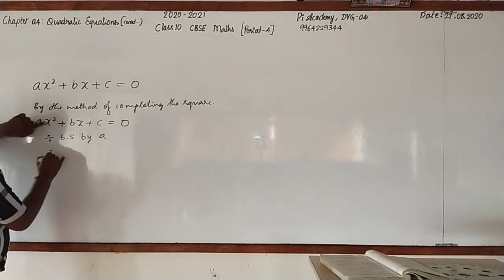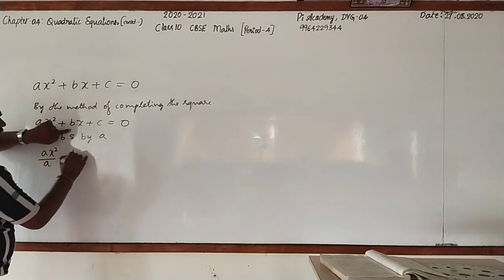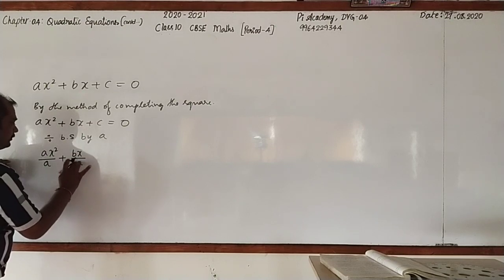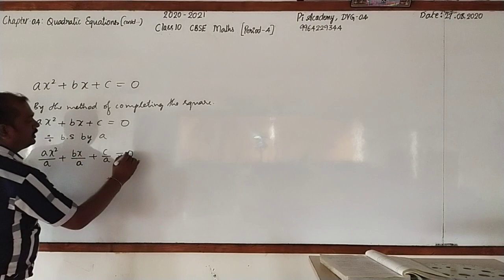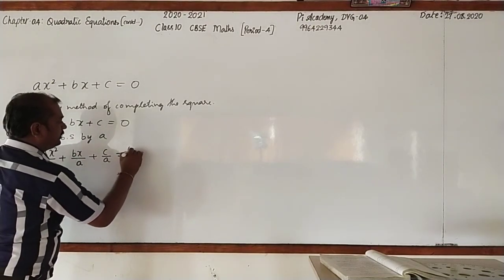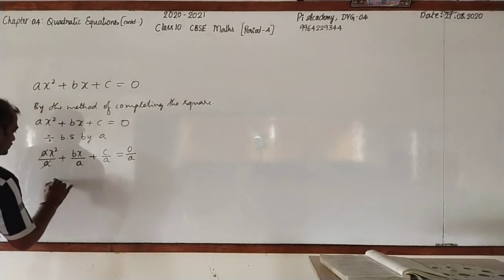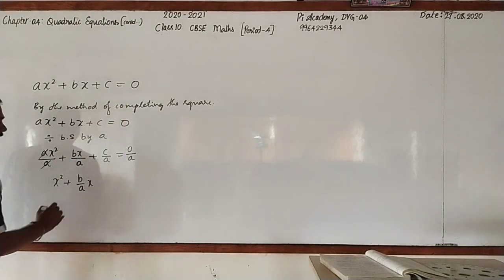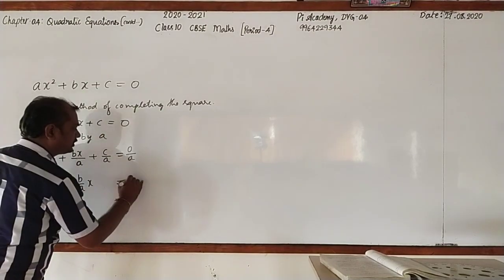Then it becomes ax²/a + bx/a + c/a equal to 0/a. Right? Then a and a get cancelled. Then x² plus b/a into x. What is 0/a? 0. Transfer c/a to the right hand side.